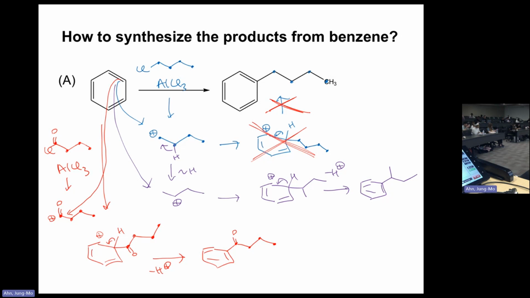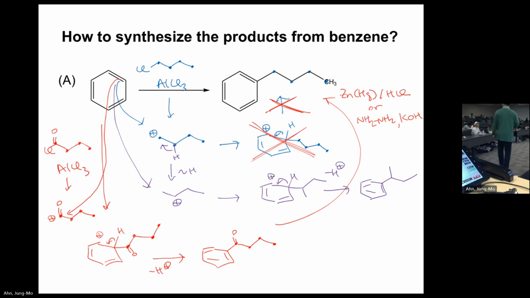We're not there yet. The only thing we need to do is reduce the carbonyl to the alkyl group, then we can make that. You should remember there are two ways we can reduce the carbonyl: either the Clemmensen reduction or the Wolff-Kishner reduction. But at this point, there might be other methods available to you. Can you make this happen without using any of these methods? Can you think of a way to make it happen?